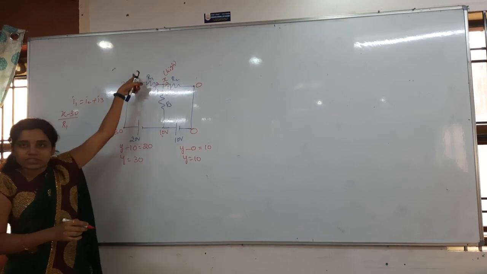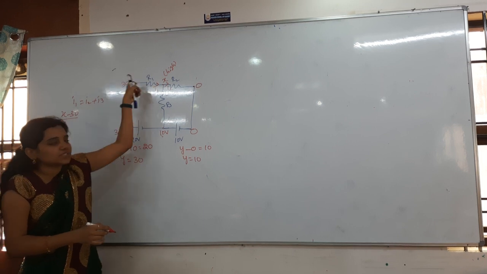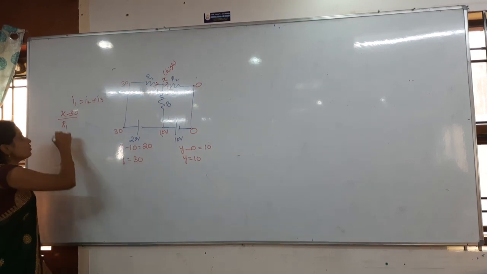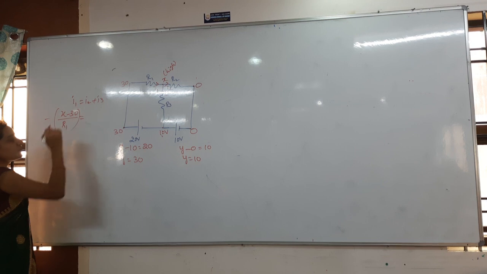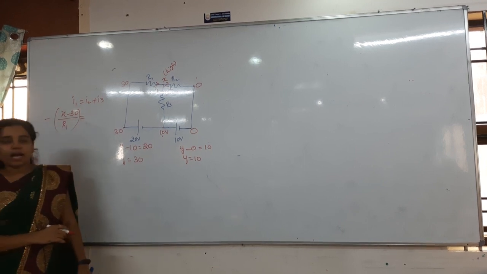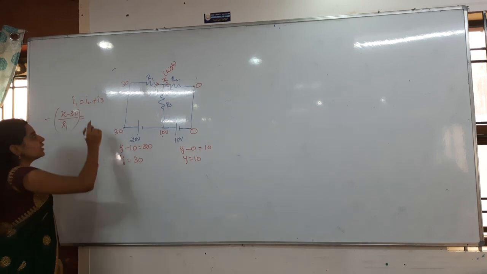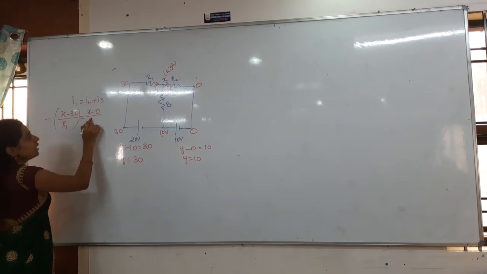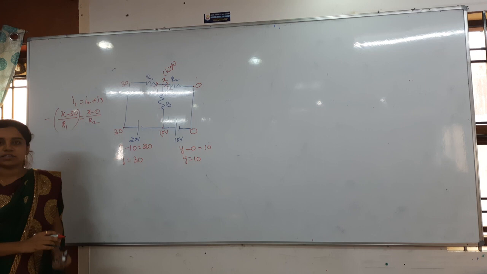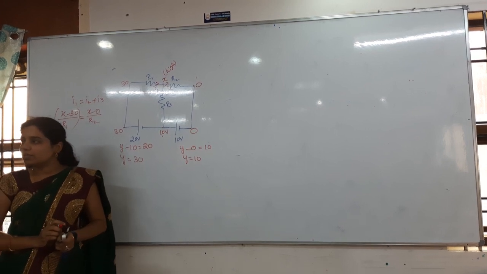Current direction should be in this direction. But here current direction is in which direction? Opposite direction. So what will we consider here? Minus. That is equal to I2. I2 is in between X and 0. So what can I write? X minus 0 by R2. Same direction or opposite direction? Same direction. So there is no need to take minus.